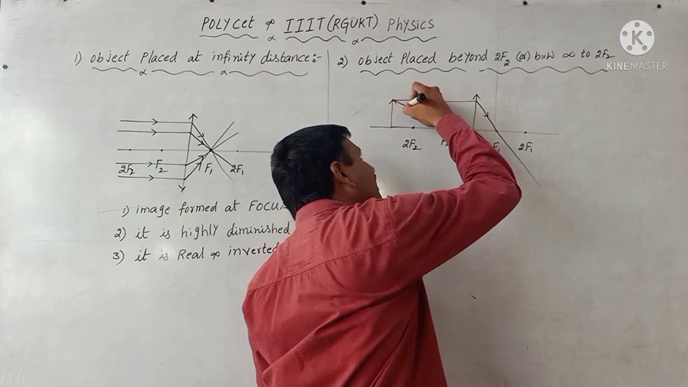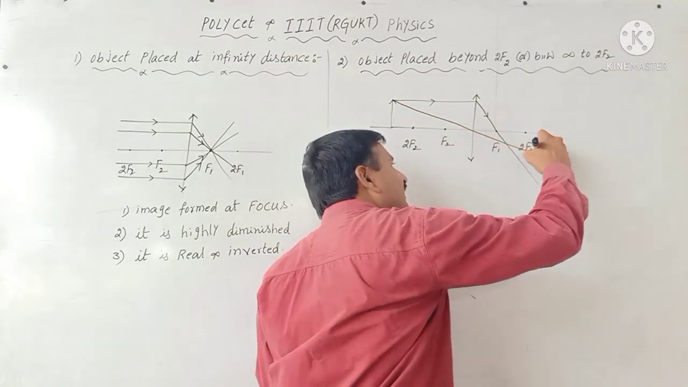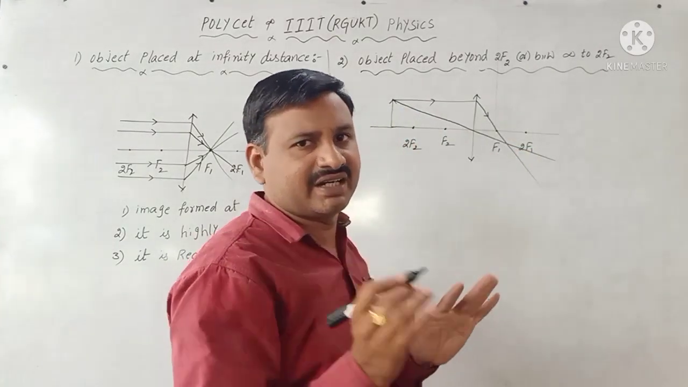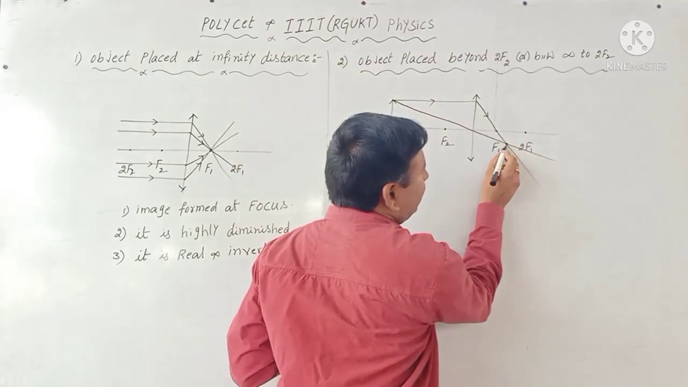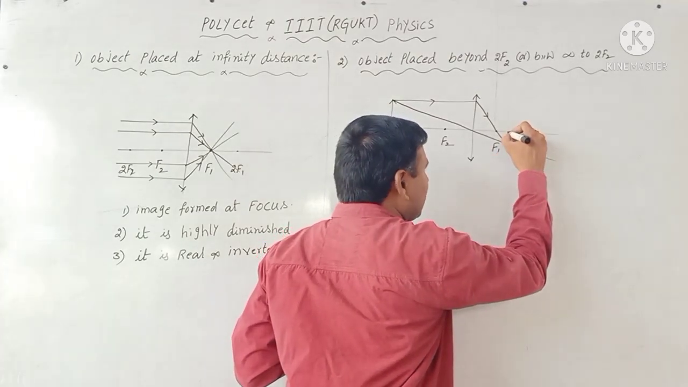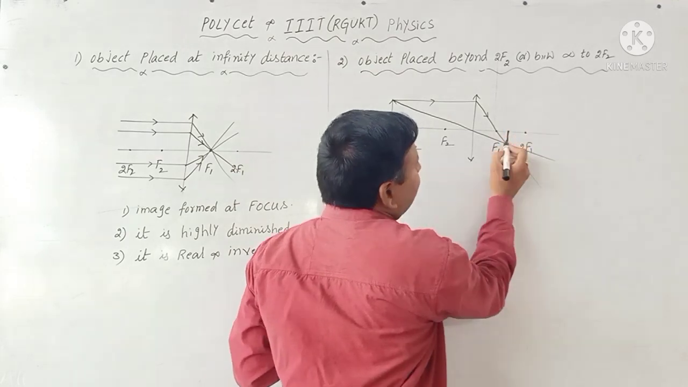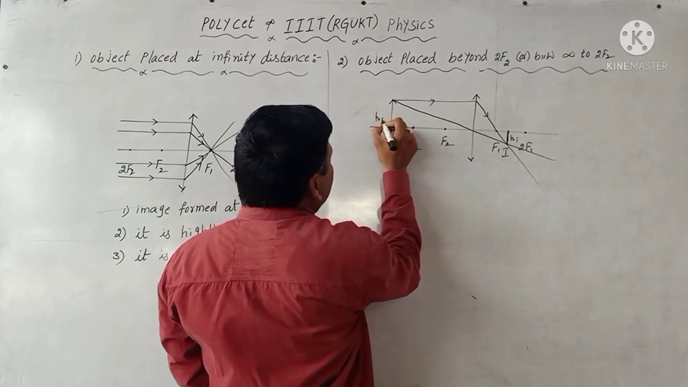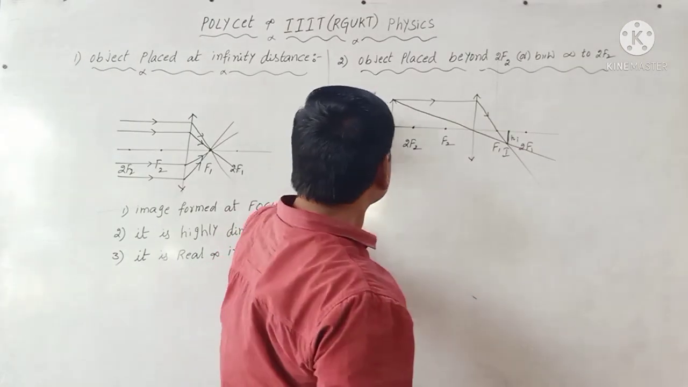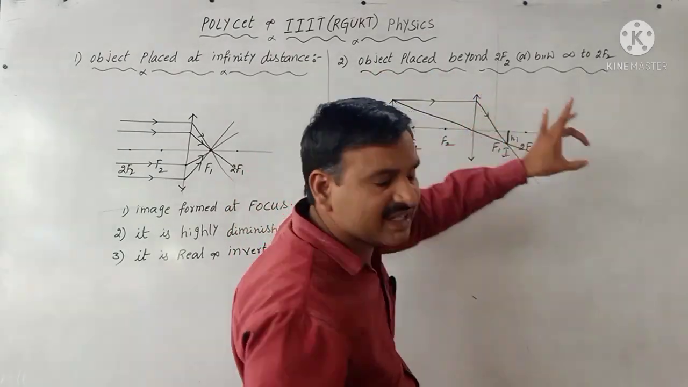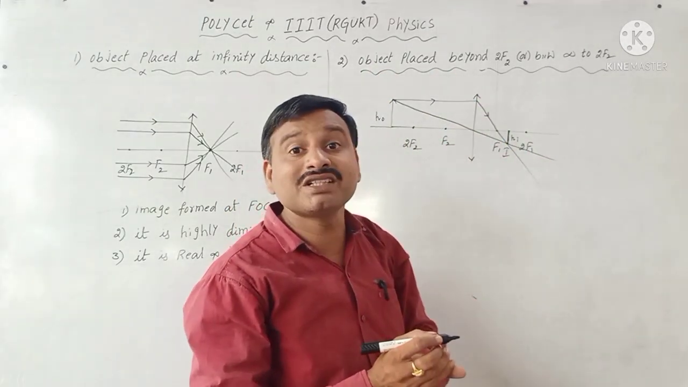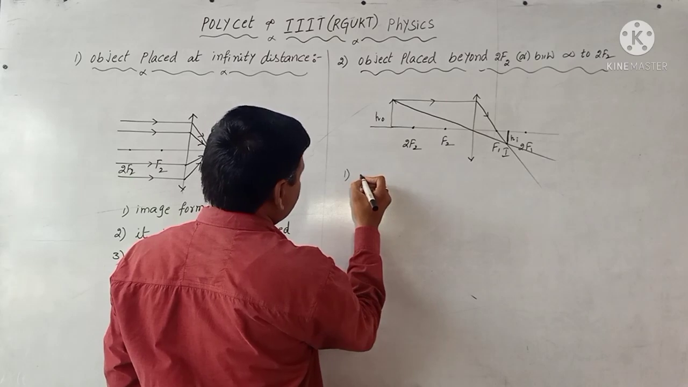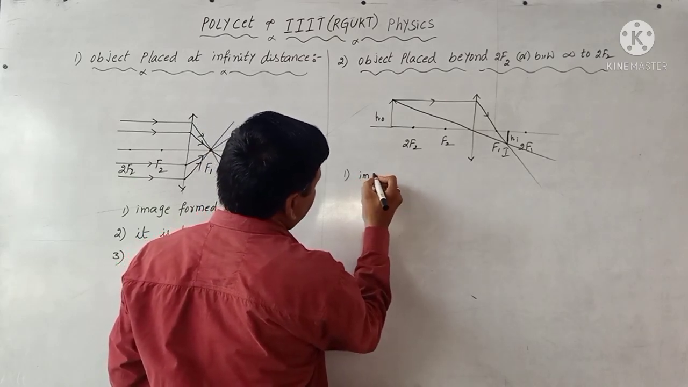A ray passing through the optic center. A ray passing through the optic center, the light ray never deviates. So where the two lines intersect, here the image is formed. It is the height of image, and it is the height of object. Compared to the height of object, the height of image is very small. So which type of image is it? It is a diminished image.